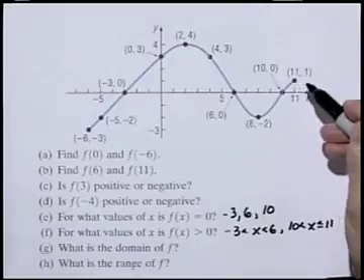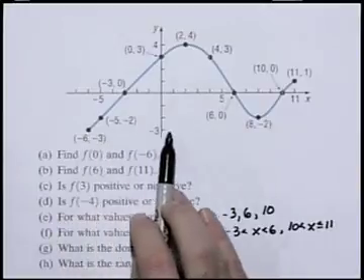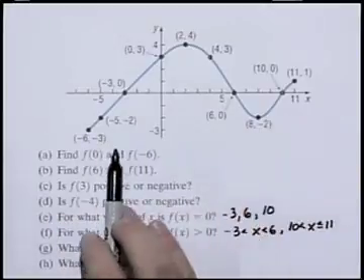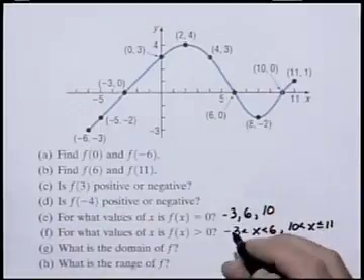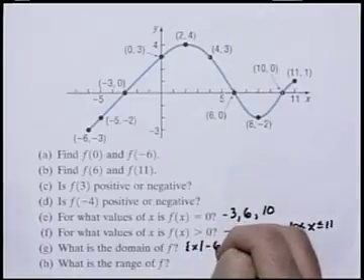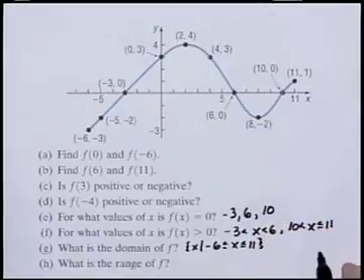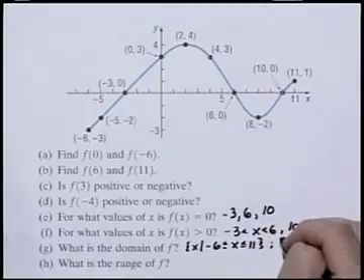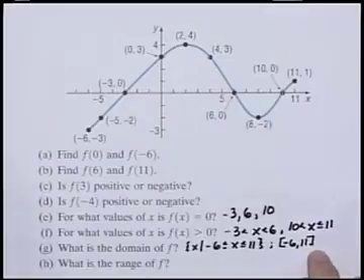What is the domain of f? To determine the domain of f, we look at all the x-coordinates for which the graph exists. The graph exists for all x-coordinates between -6 and 11. So the domain of f is the set of all x such that x is between -6 and 11 inclusive. Or if you want to use interval notation, -6 to 11 with brackets on the endpoints indicating those points are included. What is the range of f?